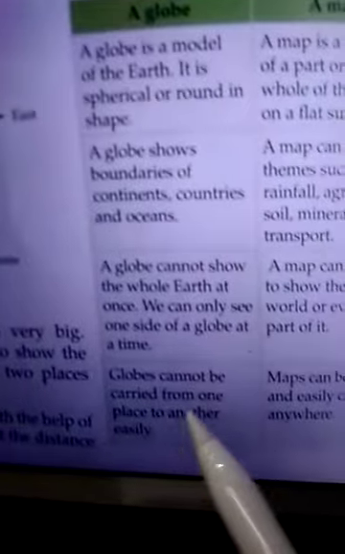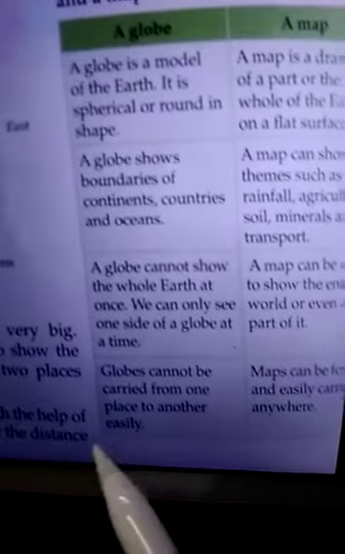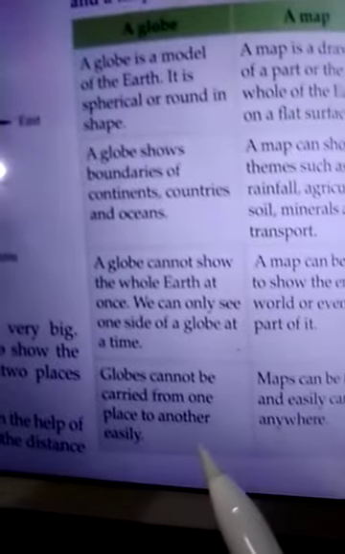Globes cannot be carried from one place to another easily. And it is not easy to carry a globe. You know very well that it is difficult to handle a globe. If I ask you to bring the globe in school, you can't carry it. It is difficult for you.